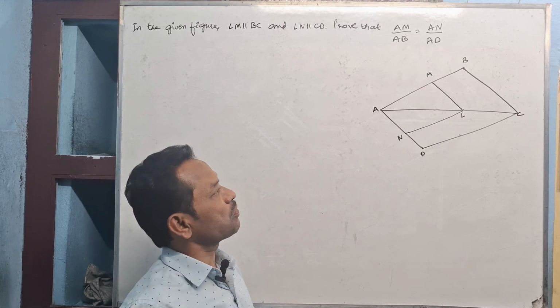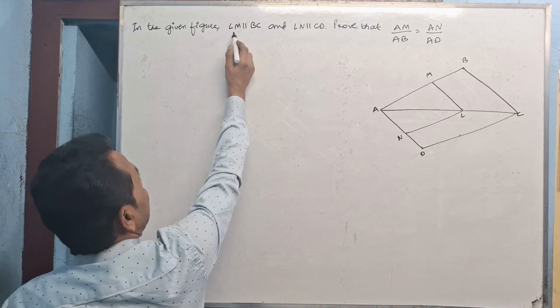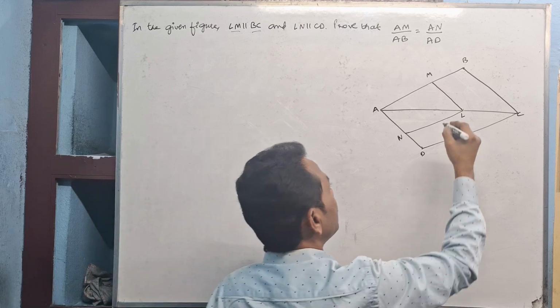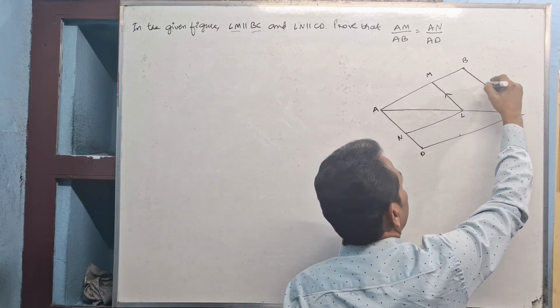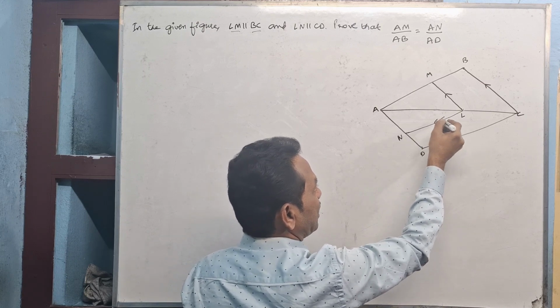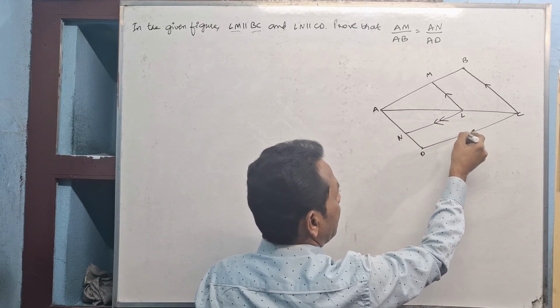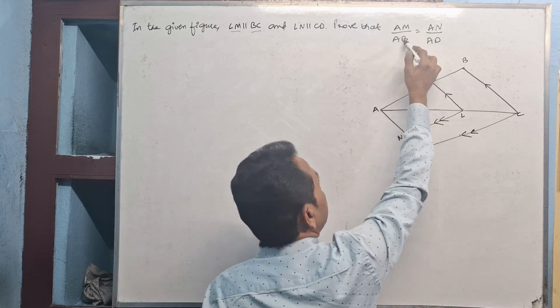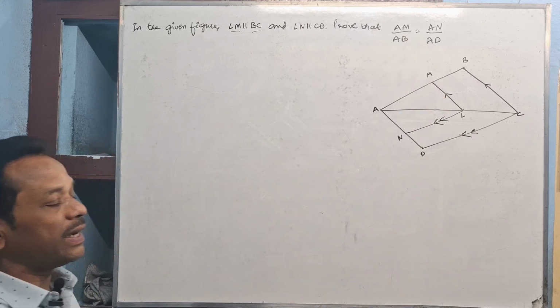But sure, in this question it is given that LM is parallel to BC, and also given LN is parallel to CD. And we need to prove that AM by AB equal to AN by AD.